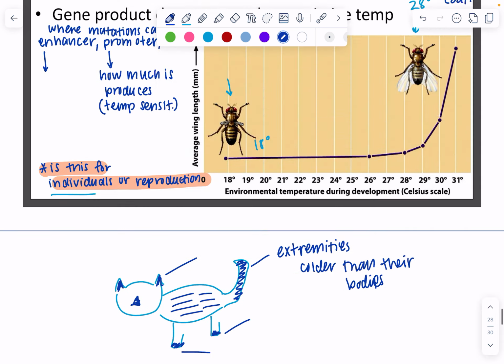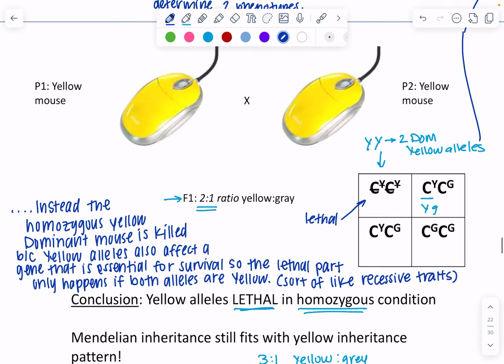Okay, that is chapter 10. I hope that made sense. If it didn't, you can let me know.